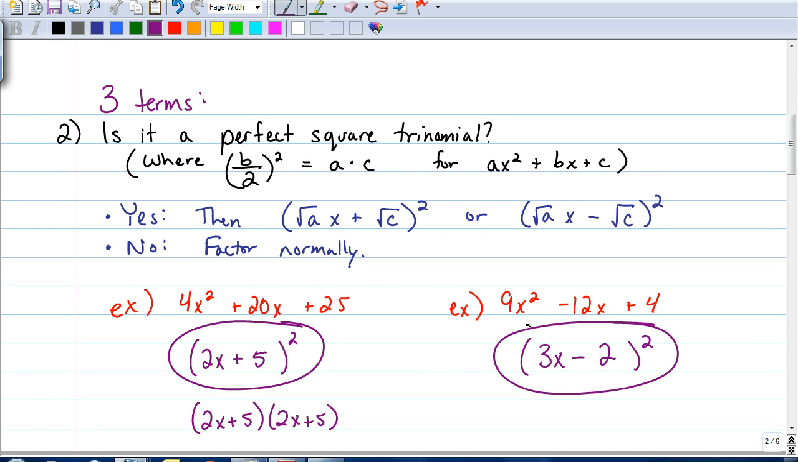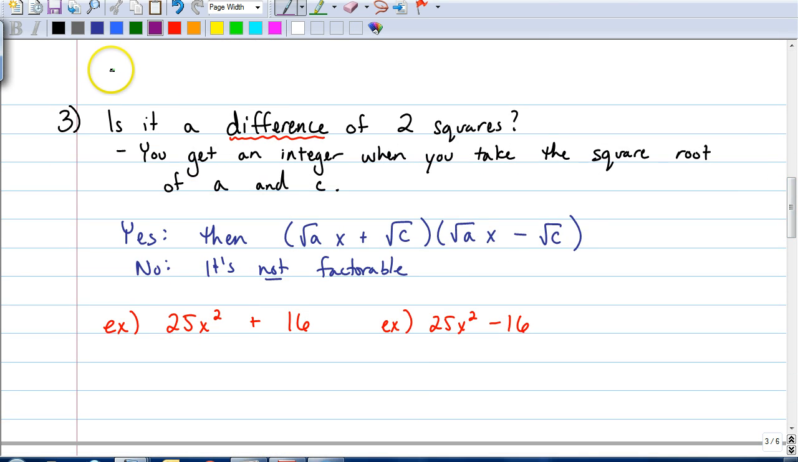So this is your second step, or the second thing we should look for before we start: if it's 3 terms, is it a perfect square trinomial? Well, what if it's not 3 terms? What if it's 2 terms? If it's 2 terms, you want to ask yourself, is it a difference of 2 squares?